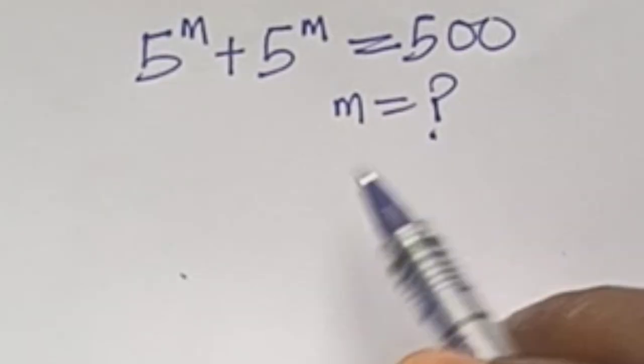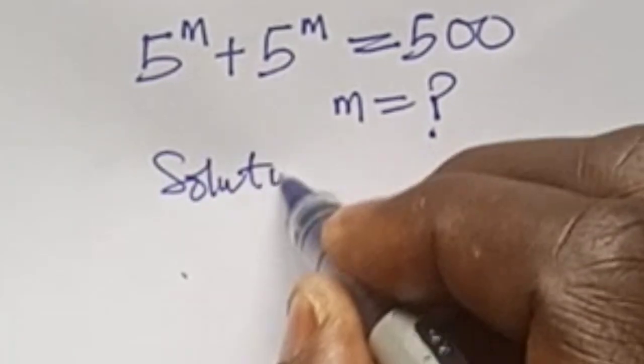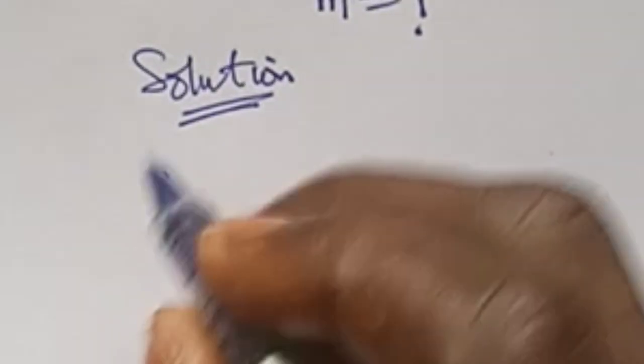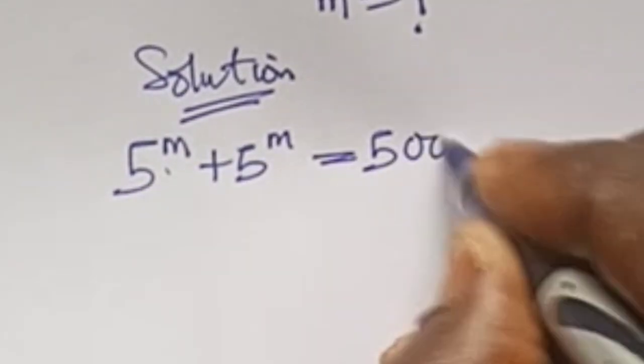Today we have 5 to the power of m plus 5 to the power of m equals 500. m is the unknown. So we're going to solve together. Let's seek the solution. Our equation: 5 to the power of m plus 5 to the power of m equals 500.